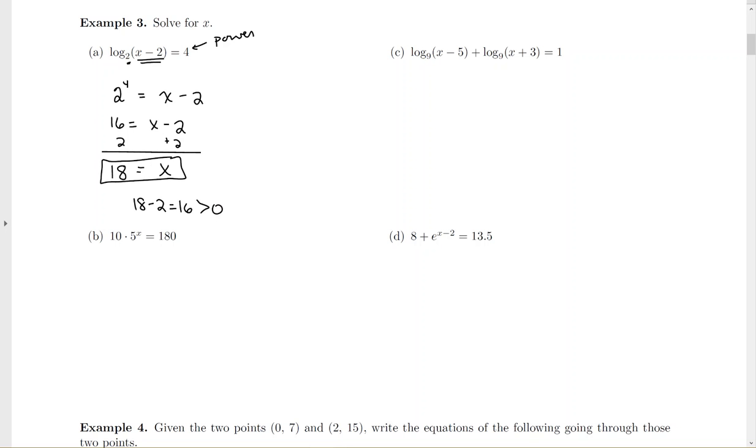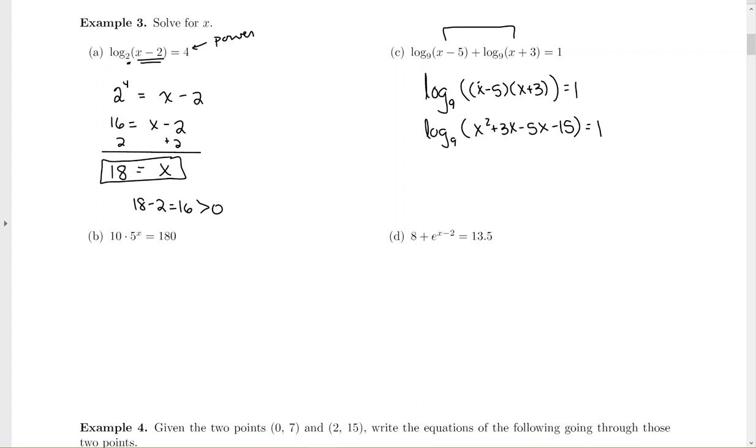And if it is, then you're pretty sure that answer is going to work. For letter C, we don't have just one logarithm, so I can't do the rewrite yet. I need to add these two logs, and when we do, remember from laws of logarithms, if there's a plus sign in between, that's multiplication within the logarithm. You can go ahead and FOIL that out. So that's ultimately going to be x squared plus 3x minus 5x minus 15. That's just first, outside, inside, last. Combine up your like terms.